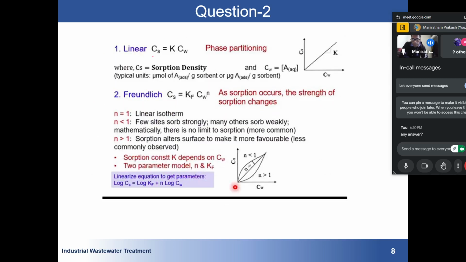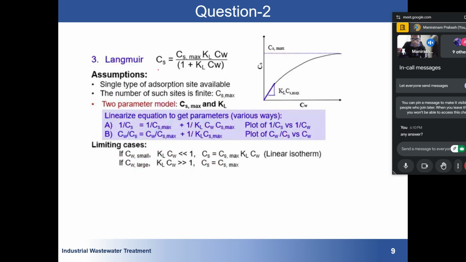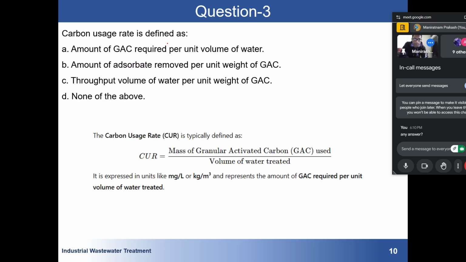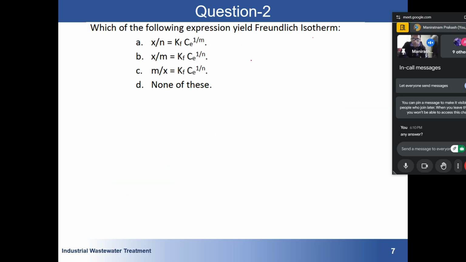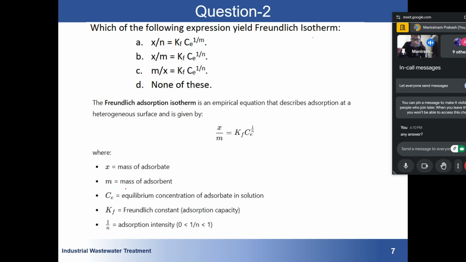In the linear isotherm we have Cs = K·Cw. In the Freundlich we have Cs = Kf·Cw^(1/n). And in the Langmuir we have Cs = Cs,max times KL times Cw. In every isotherm, every solid will have a maximum capacity, that is the maximum density. KL is a constant, and Cw is the concentration. This question is very easy, and the correct answer is B.